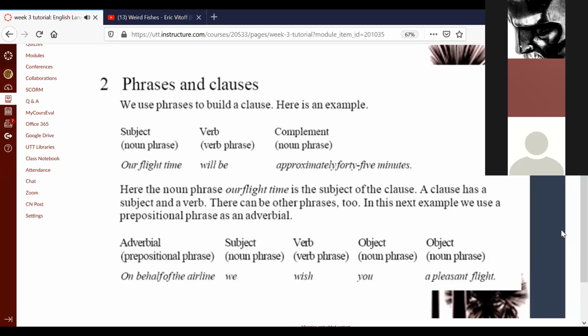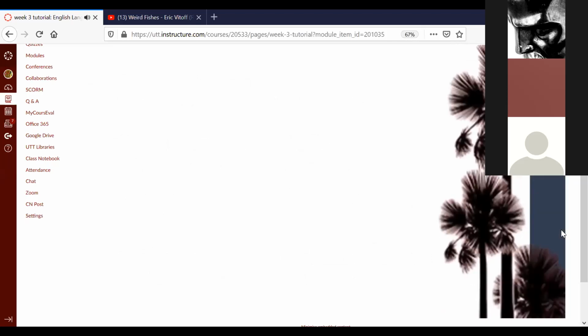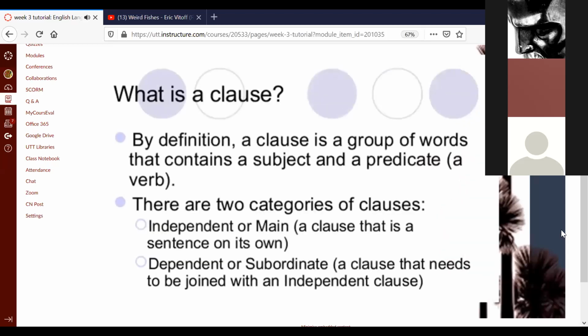In the examples given here, we have the subject, verb, and what they call the complement, or subject, verb, and object. By definition, a clause is a group of words that contains a subject and a predicate, or a verb. There are two categories of clauses: independent and dependent.